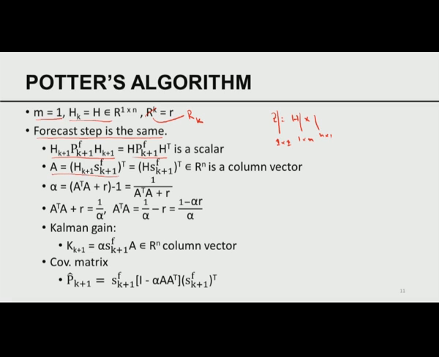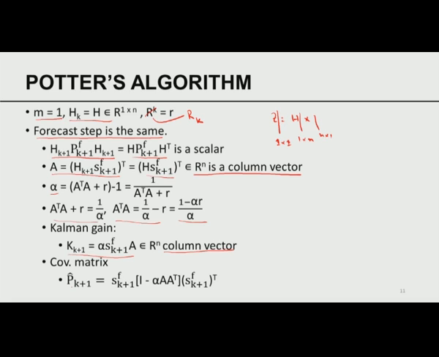So A, which is given by H_{k+1} S_{k+1}^f transpose, is simply a column vector. So A is a column vector, so A transpose A is a scalar, R is a scalar, so alpha is a scalar, alpha is given by this. So A transpose A plus R is 1 over alpha, therefore A transpose A is equal to 1 over alpha minus R, which is given by this. Therefore I can write the Kalman gain in this particular case as K_{k+1} is equal to alpha times S_{k+1}^f A, which is again a column vector.